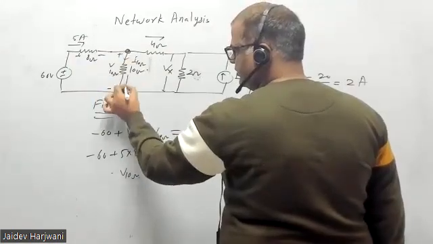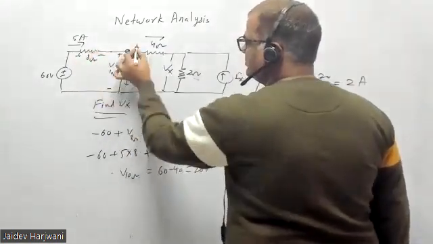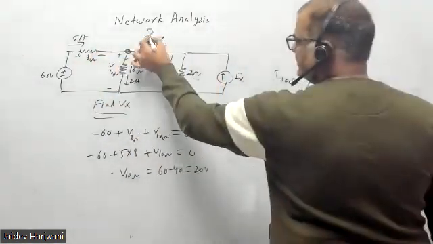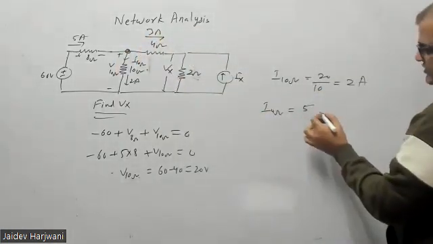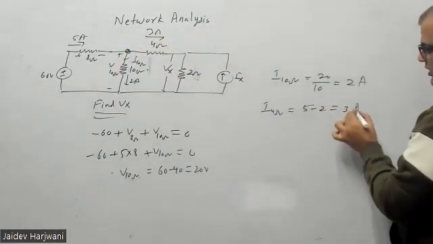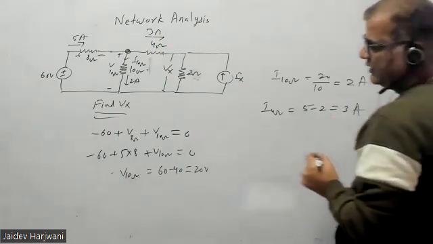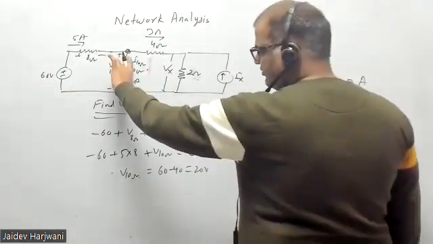2 is going down. So 5 minus 2, 3 is coming here. So here the current is 3 ampere. So I5 is 5 minus 2, 3 ampere. Okay, now how much is this voltage?